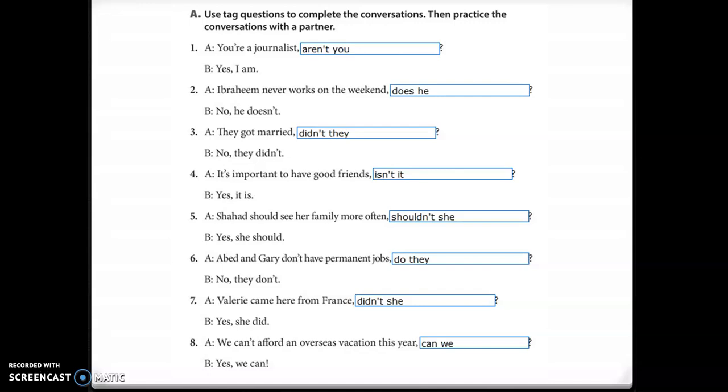It's important to have good friends, isn't it? Yes, it is. Number 5. Shahad should see her family more often, shouldn't she? Yes, she should. Number 6. Abed and Gary don't have permanent jobs, do they? No, they don't. Number 7. Valerie came here from France, didn't she? Yes, she did. And number 8. We can't afford an overseas vacation this year, can we? Yes, we can. In this exercise, the answers from person B should have helped you.